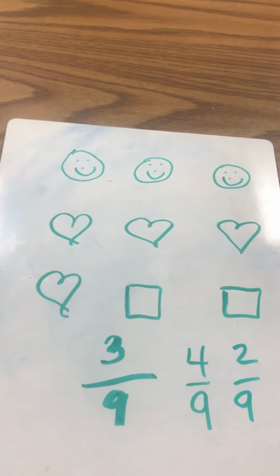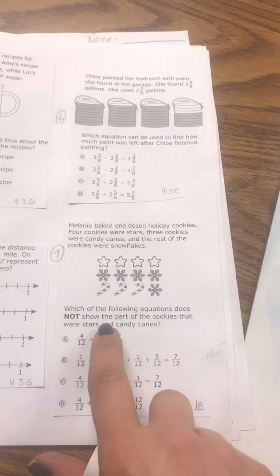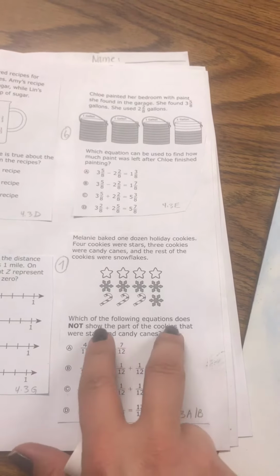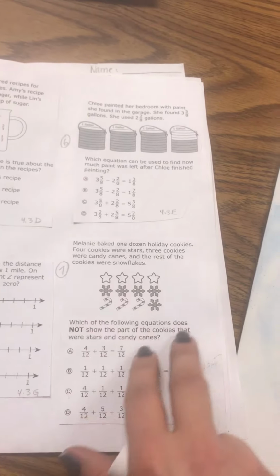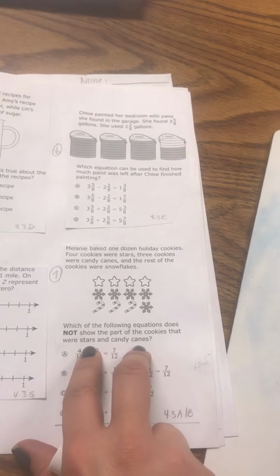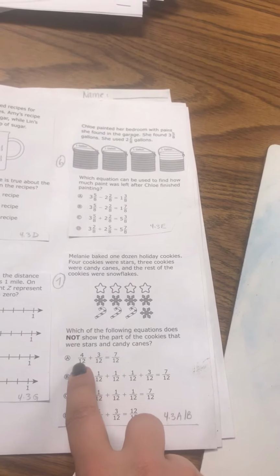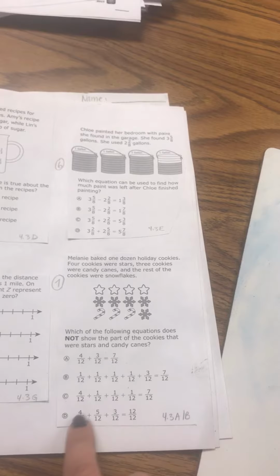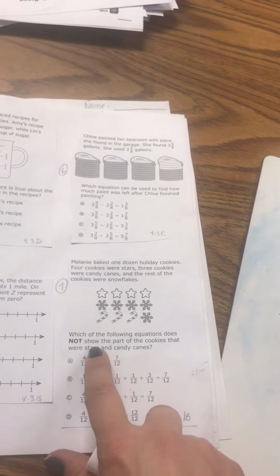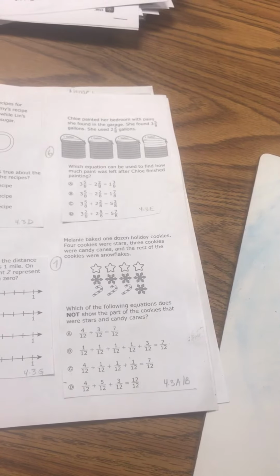So think about that as you are solving this problem. First you need to determine the fractional amount of the stars and candy canes, and then determine what that would look like as a sum of fractions. And then you would need to pick which one of these does not represent the sum of the stars and the candy canes together. Okay? All right. On number 8.